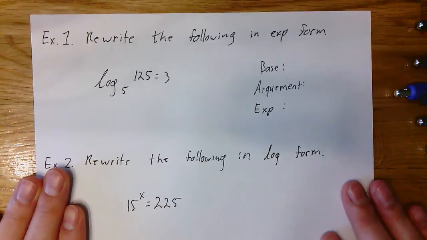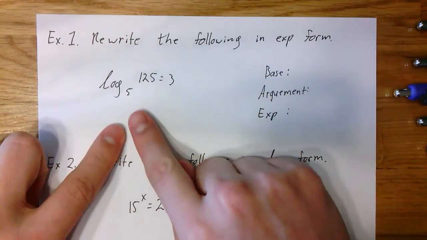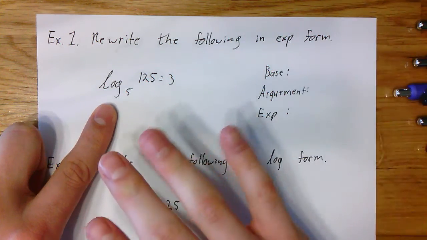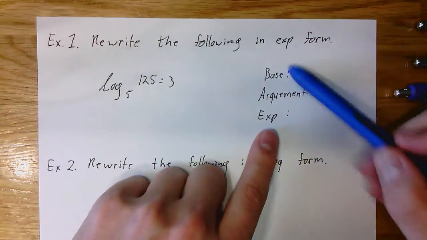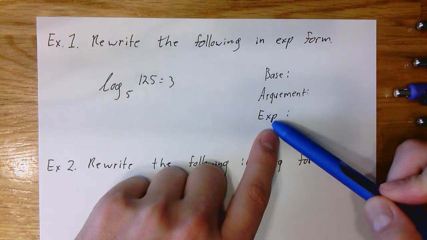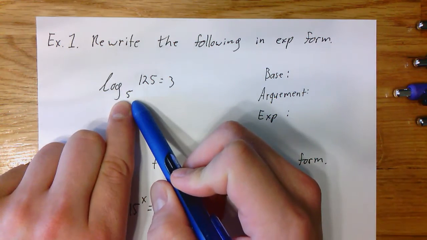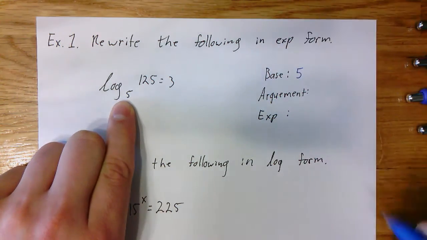Okay, so here are our examples. So we want to just rewrite this thing in exponential form. So we're going to turn it into something to the power of something equals something else. So we need to figure out these three numbers. We need the base, the argument, and the exponent. So our base is this number down here at the bottom. It's small, so our base is going to be 5.